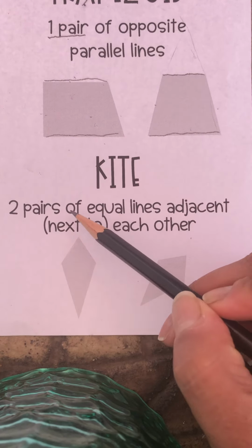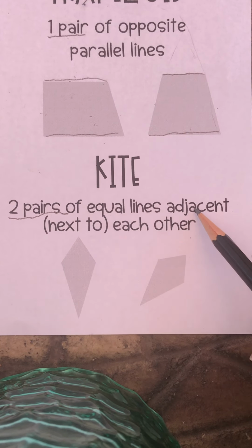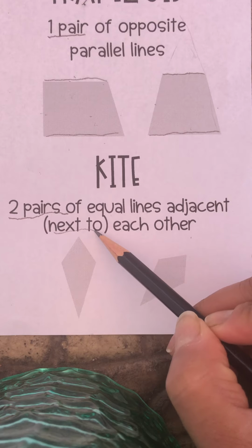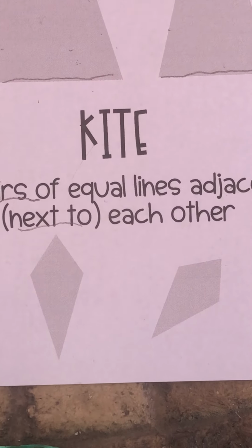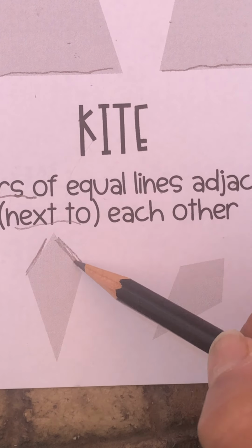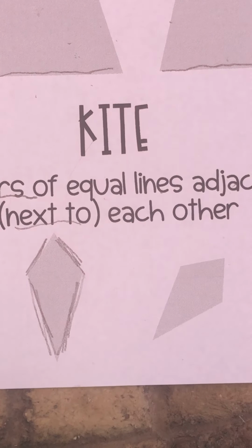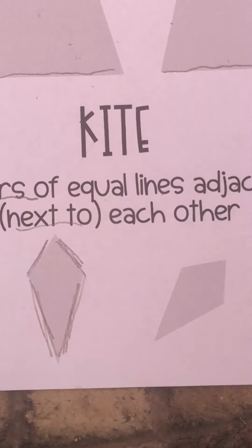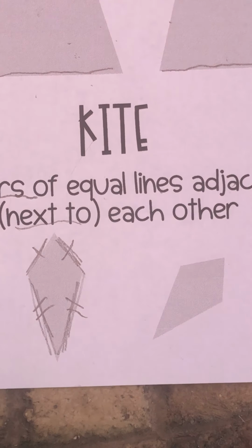It says it has two pairs of equal lines adjacent. Adjacent means they're next to each other. So again, let me just zoom in a little bit. You've got these two that are equal to each other, and then you've got these two that are equal to each other. So there's your two pairs. This is a pair, and these two are a pair.